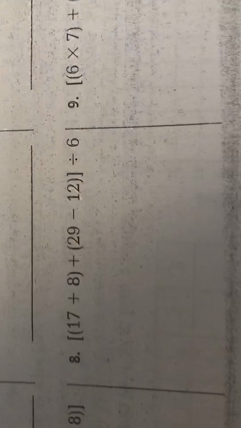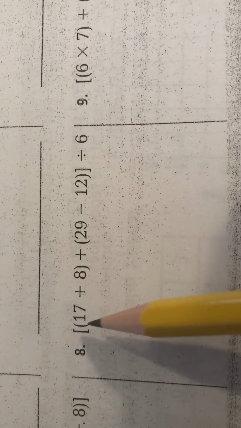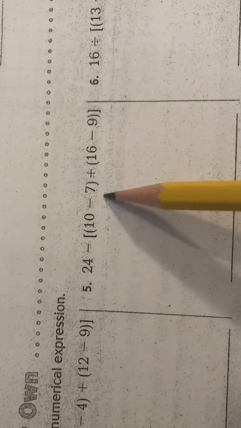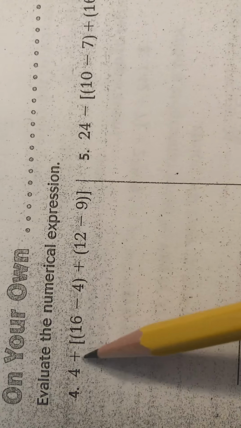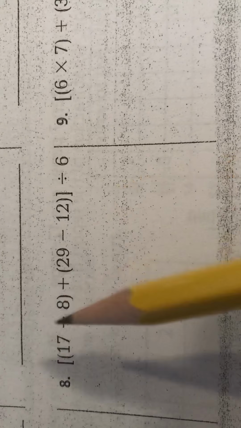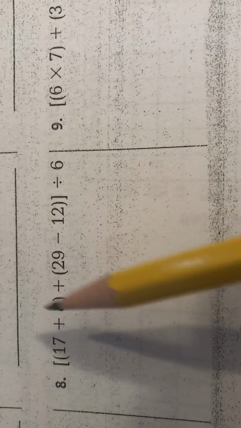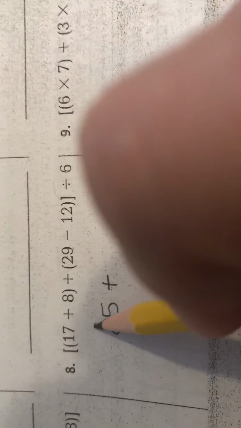Okay, moving on to this one here. Okay, so this time it's reverse. So all of our other ones have had the brackets like after the outside operation. So now for 8, we're not going to let it be like, oh my gosh, it's so hard. No, we're just still going to do the brackets. They just moved our last step behind it. Okay? So 17 plus 8 is going to be 25 plus 29 minus 12.